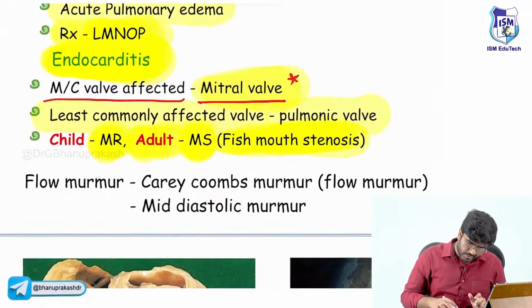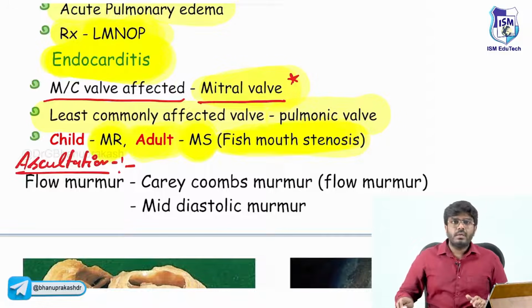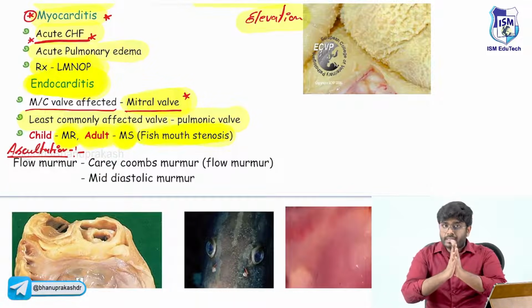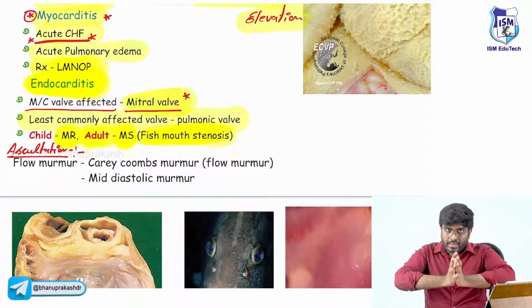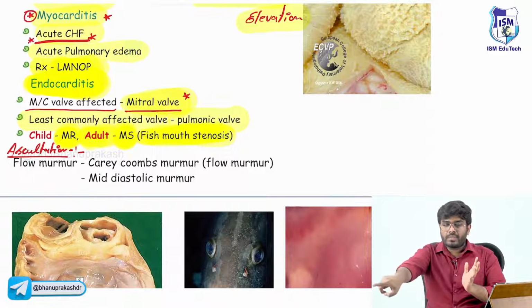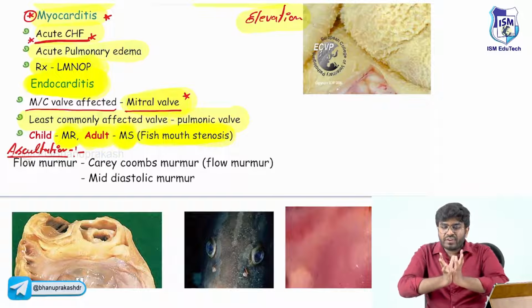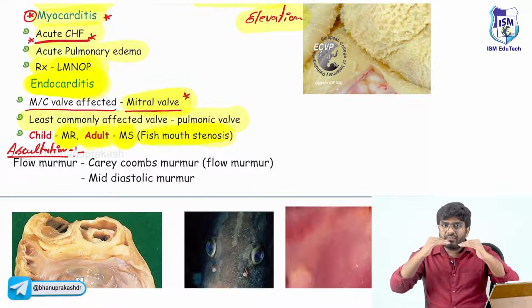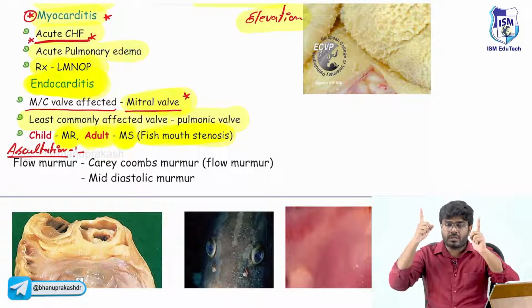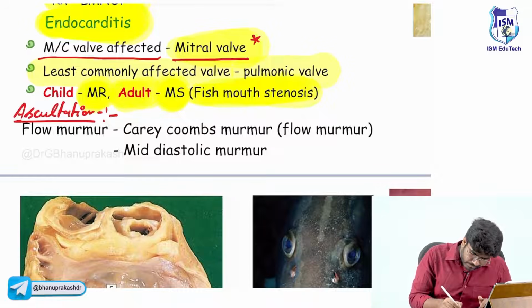You should say auscultation when you do. So when you do auscultation, when the left ventricle is contracting, the blood has to go into the aorta. But during systole, when the left ventricle is contracting, because of the weak, inflamed mitral valves, there will be mitral regurgitation. So there will be systolic murmur.